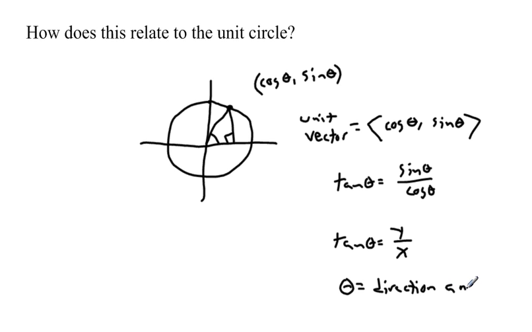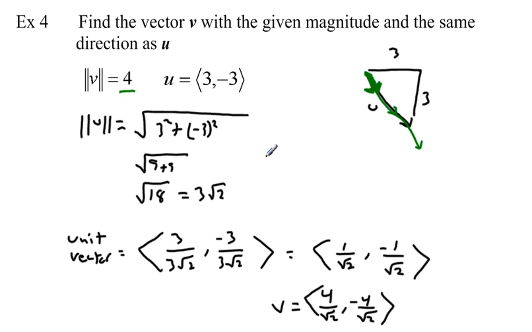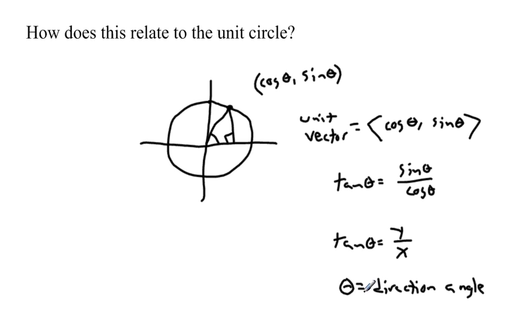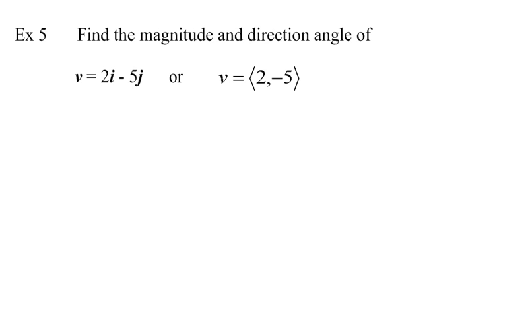So with these vectors, if I go back to this problem here, we could figure out this angle by using trigonometry. That's this here. So theta is that direction angle. We're going to see a couple problems where we now need to find that direction angle. The fifth example says find the magnitude and direction angle of this vector. And notice it's given in terms of i and j. When I see that, I immediately rewrite it in component form.